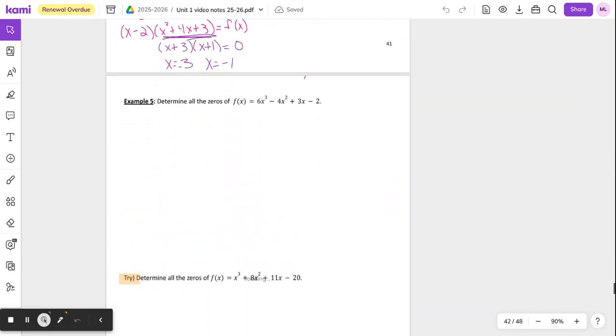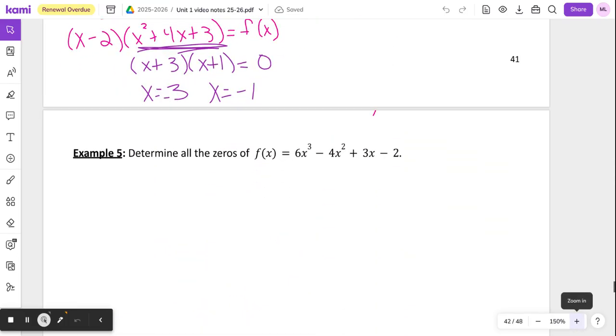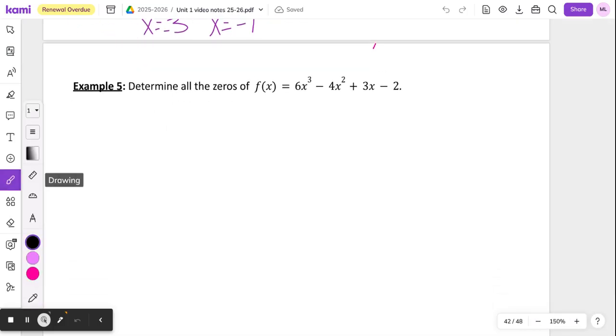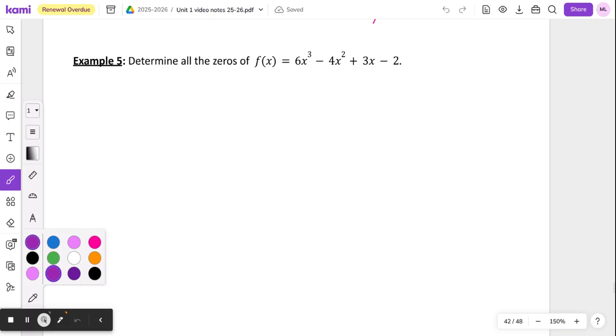There we go. All right, so let's do this next one. Determine all of the zeros, again, using what we know of this function. So first thing, we'd set it equal to 0. Try factoring it. This looks like it would be factorable, but let's pretend it's not. Determine all of the zeros of this.